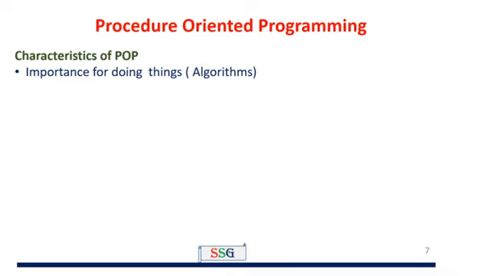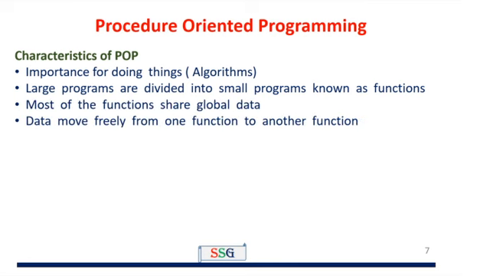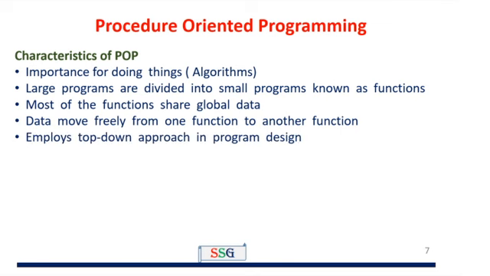Next, characteristics of procedure-oriented programming. Here the importance is given to doing things, that means importance is given to the algorithms, that is how the algorithm is executed, then its computation time, and the storage complexity and space complexity are also considered. Here the larger programs are divided into small programs known as functions. Most of the functions share the global data. Here the data move freely from one function to another function. It employs a top-down approach in program design. Examples of procedure-oriented programming: BASIC, C, Fortran, etc.